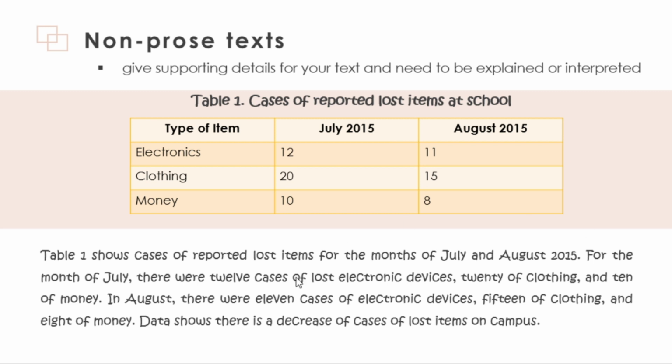So this is what we call the non-prose text. As you can see here, non-prose text needs to be labeled. The labels for diagrams, figures, and graphs are placed below, while for tables, the label, here Table 1, is placed on top.